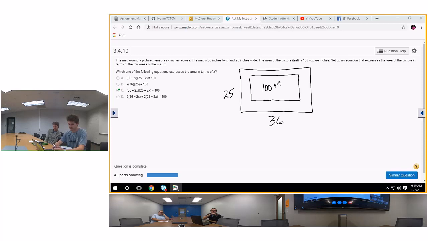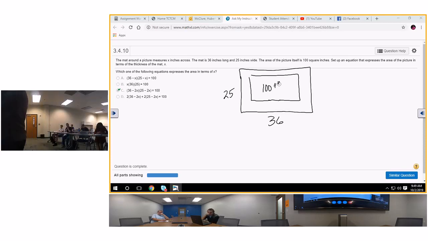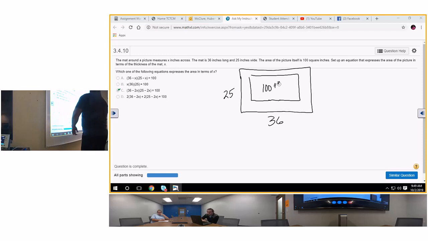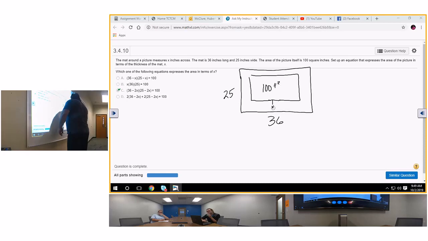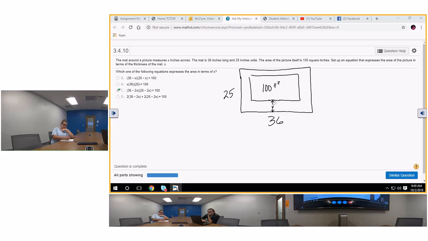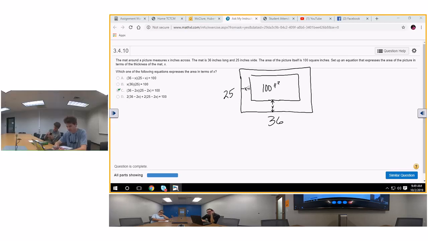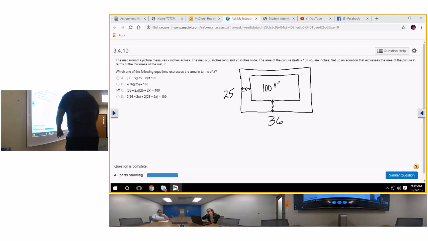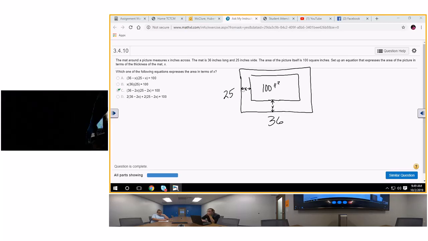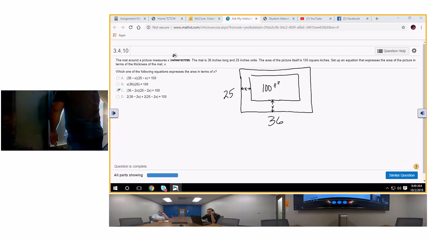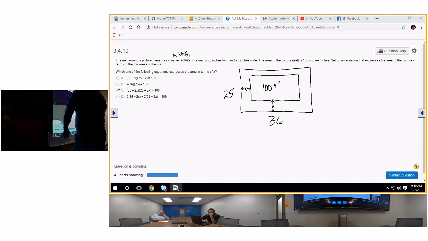Okay, I see what they're doing. The mat around the picture, this is x. There you go. Now, is the question written well? No, it's not. This should be width. Does everybody see the x width now? Okay, now that makes sense. The way it's written, you saw me put x down here. That's not written well.